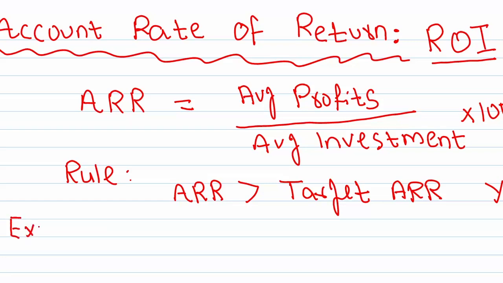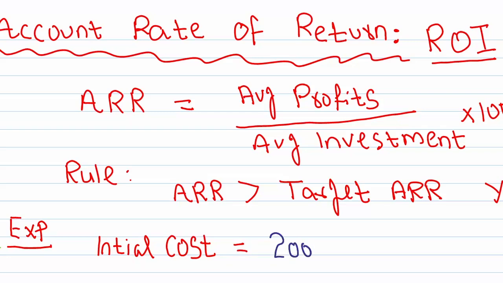For example, we are evaluating an investment opportunity, and let's say the initial cost we need for the project, let's assume, is $200,000. This is our initial cost. Initial cost of the project, machine, asset, factory.